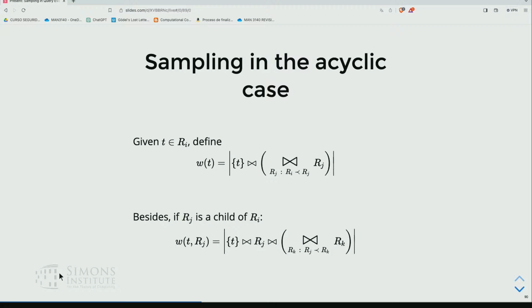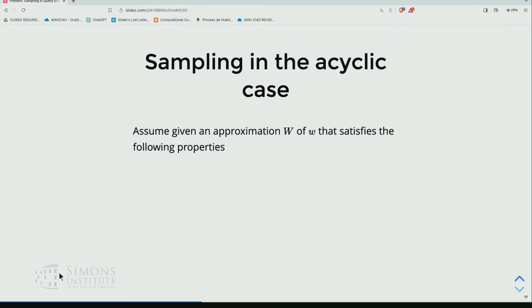And we also have this quantity here, which is, if R sub j is a child of R sub i, what we are doing is essentially counting all the tuples that we have from R sub j, but restricted to t. So we're taking R sub j, all the descendants of R sub j, and doing the join with this t. What is important here is that, as in the previous case, we are not going to have this lowercase w. We are going to replace it by uppercase W, which is going to be an estimation.